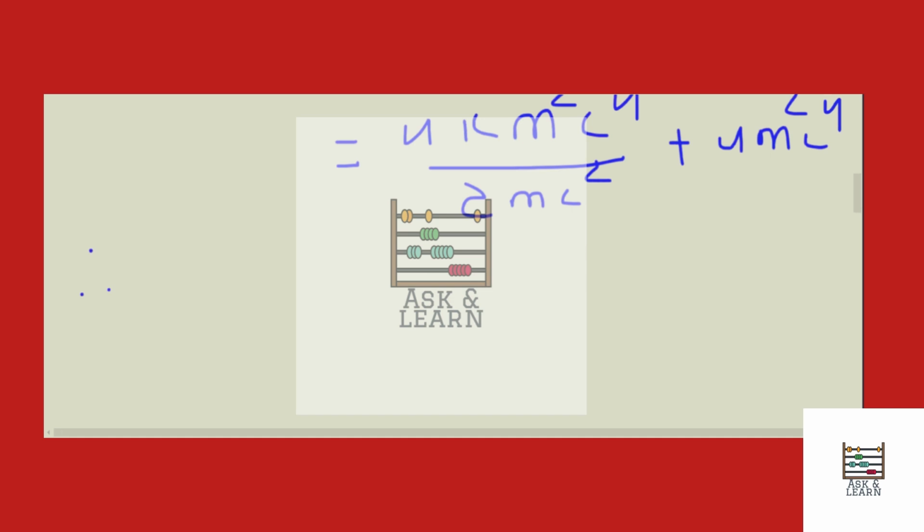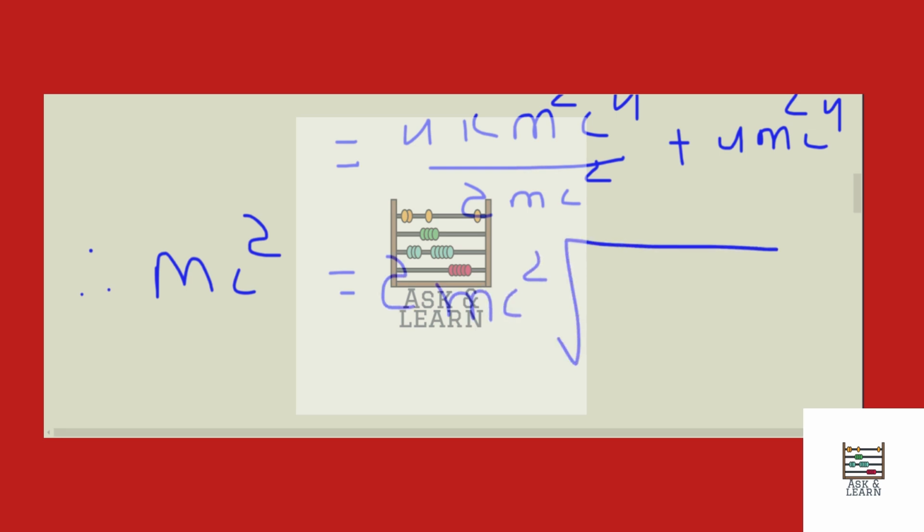Therefore, finally we can write Mc square is equal to 2mc square root of 1 plus K upon 2mc square, which is required.